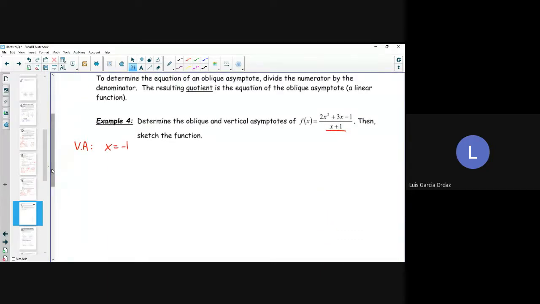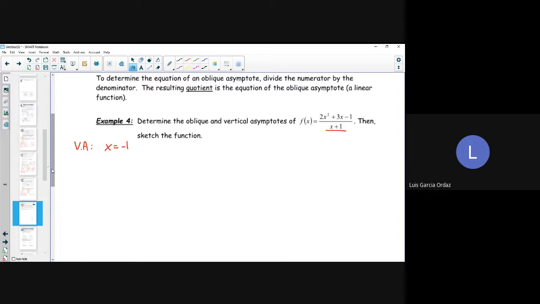Now, I need to determine what happens after that. So I need to check if my divisor, which is x plus 1, is an actual factor of my numerator without giving me a remainder. So we're going to use our remainder theorem.